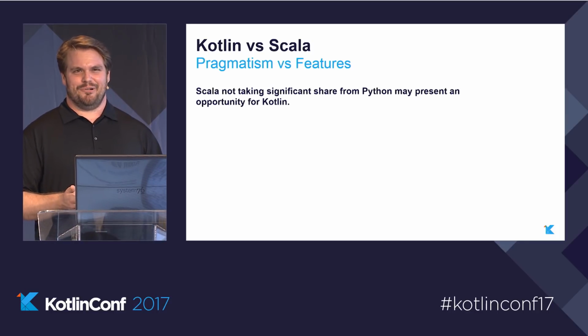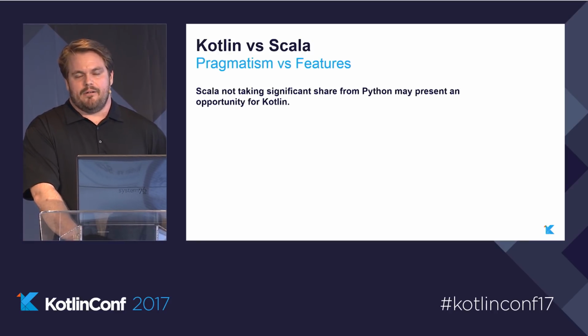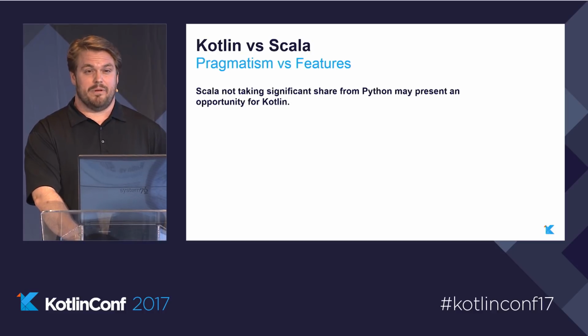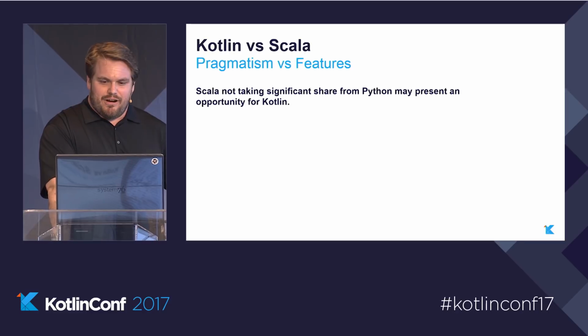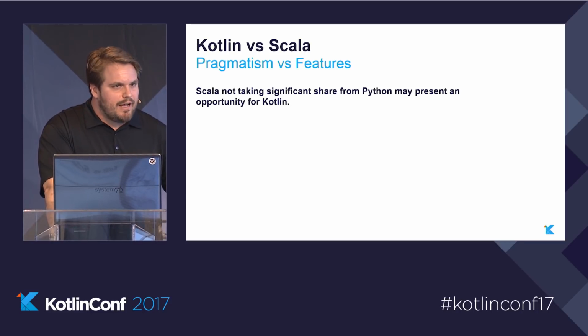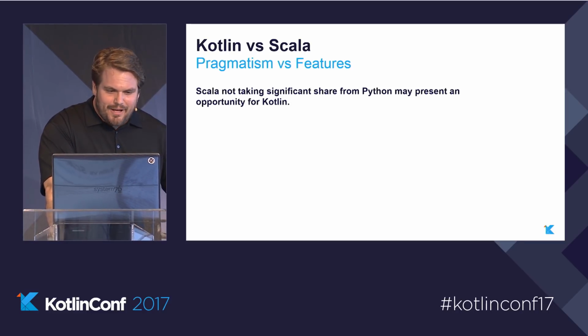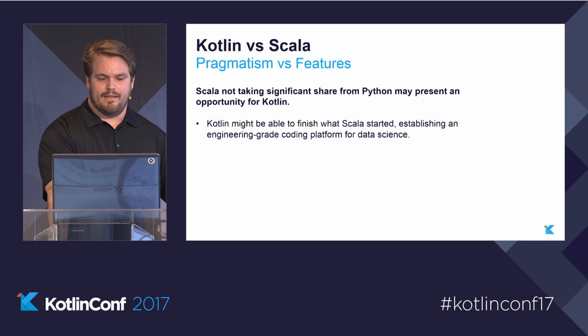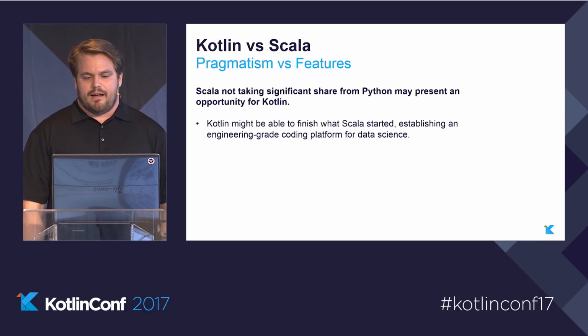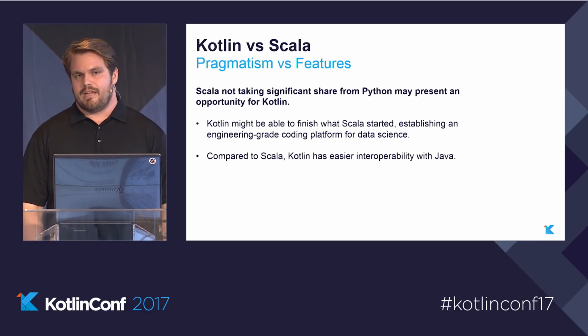I'm trying not to be anecdotal or put any bias into this, but there's a lot of features in Scala that are very experimental, and some of them actually end up being used heavily, others become a little bit more niche. So Scala not taking significant share from Python may present an opportunity for Kotlin. So Kotlin might be able to finish what Scala started, establishing an engineering-grade coding platform for data science. And compared to Scala, Kotlin has much easier interop capability with Java.